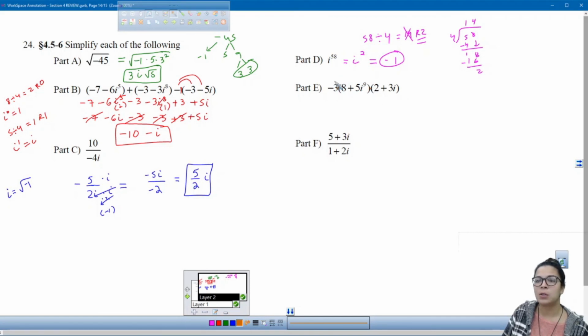All right, here we have 3 things multiplying together, right? Multiplication in between. So first, let's multiply the first 2 things. -3 times 8 is -24. -3 times 5 is -15. So this is -15i to the power 9.